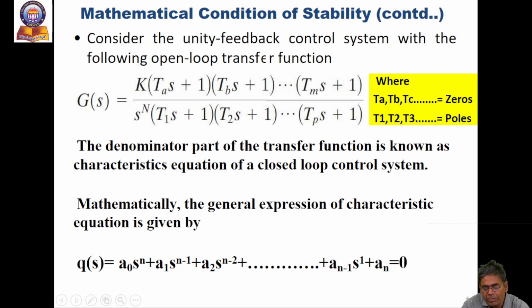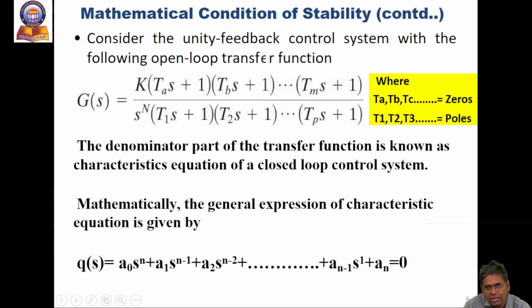The denominator part of the closed loop transfer function is nothing but the characteristic equation. Mathematically, in general, the characteristic equation is given as Q of s is equal to a0 s power n plus a1 s power n minus 1 plus a2 s power n minus 2 up to a suffix n minus 1 into s power 1 plus a n is equal to 0. That is nothing but a characteristic equation.